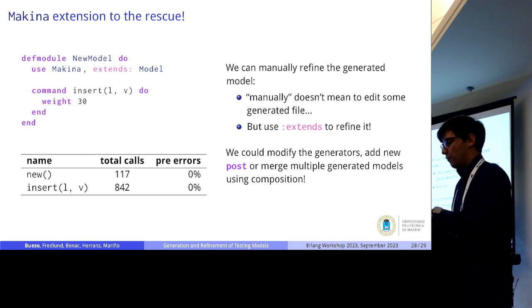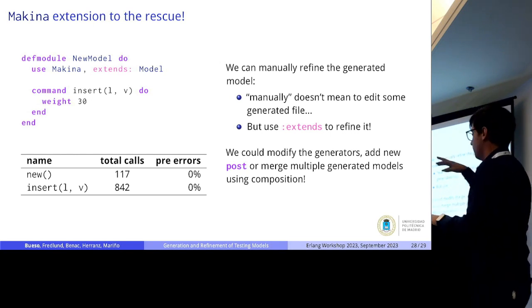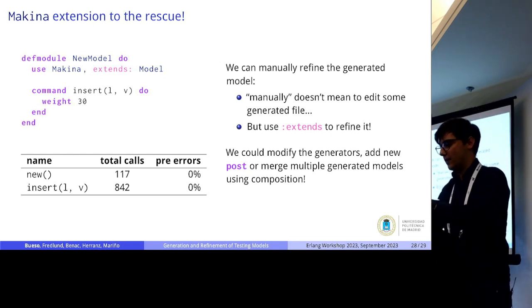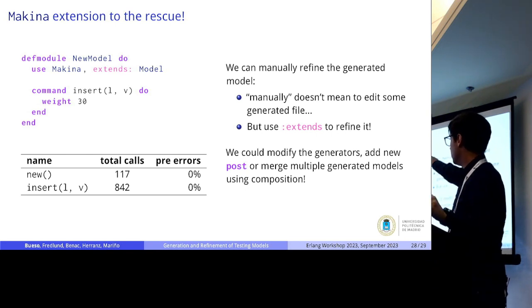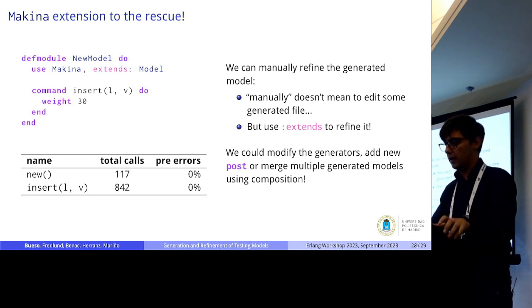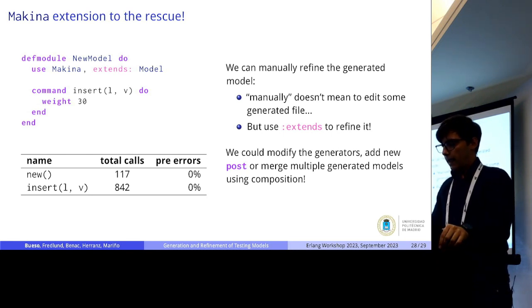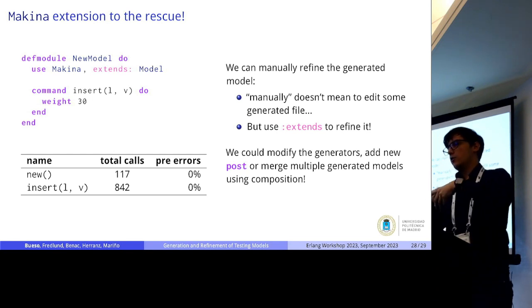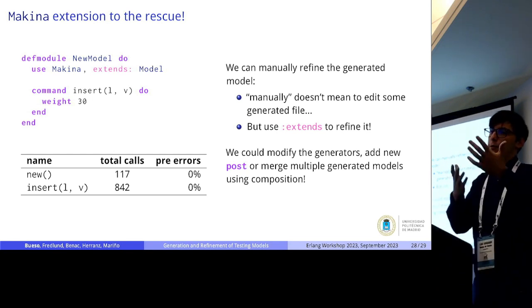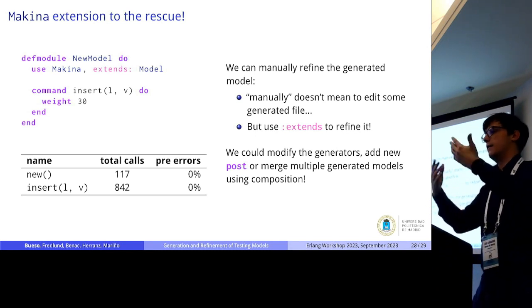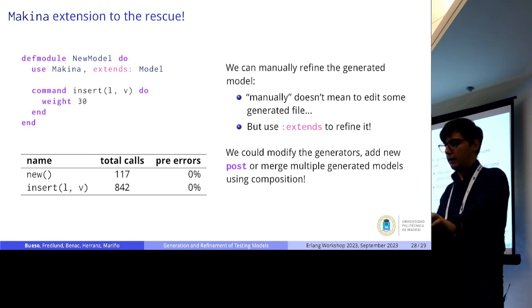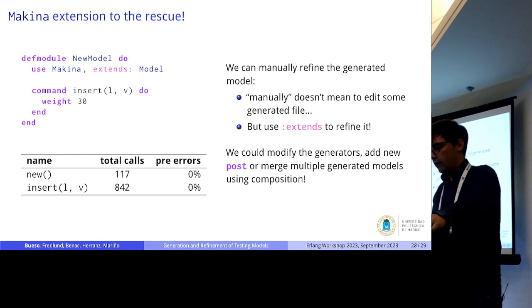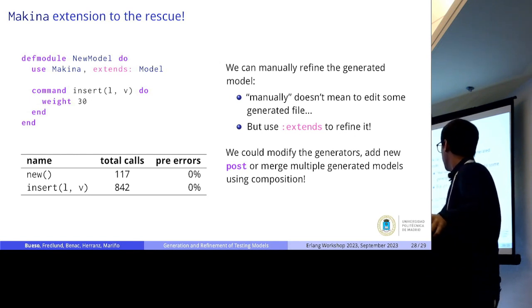When we talk about manually writing these models, we don't mean that you have to open your Emacs and edit some weirdly generated file. We just use extends and write a new module. Notice that in these new modules we could modify the distribution of commands, or add new postconditions, or even merge multiple generated models using the composition operators in Makina.